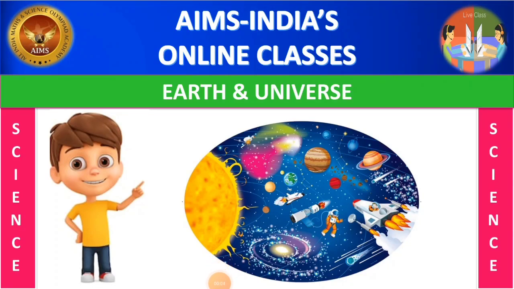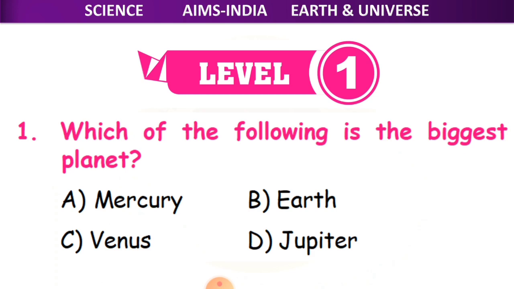Today, from our science subject, we are going to discuss the previous state and national level Olympiad questions and answers, children, from the chapter Earth and Universe. Already we have completed the lesson and we have done some exercises from this lesson. So today we are going to discuss some important questions and answers.